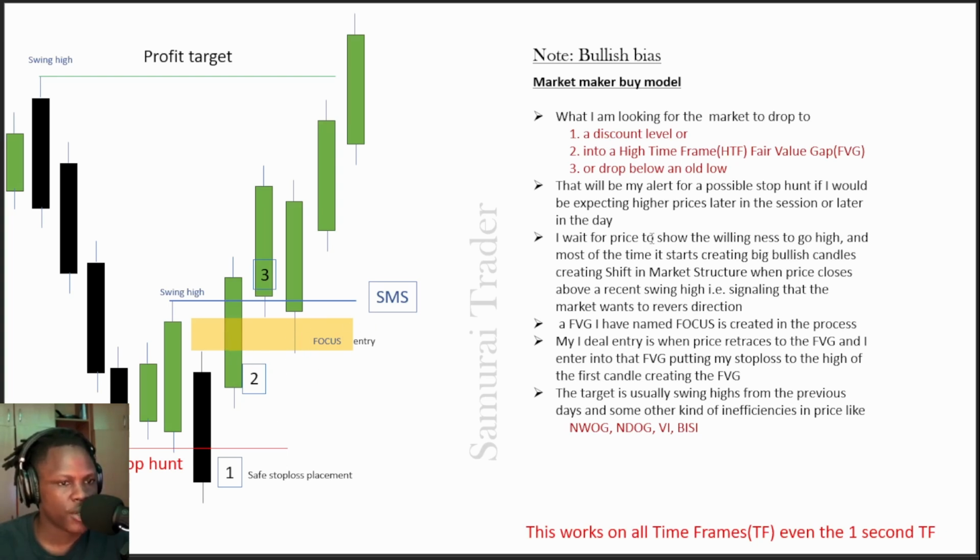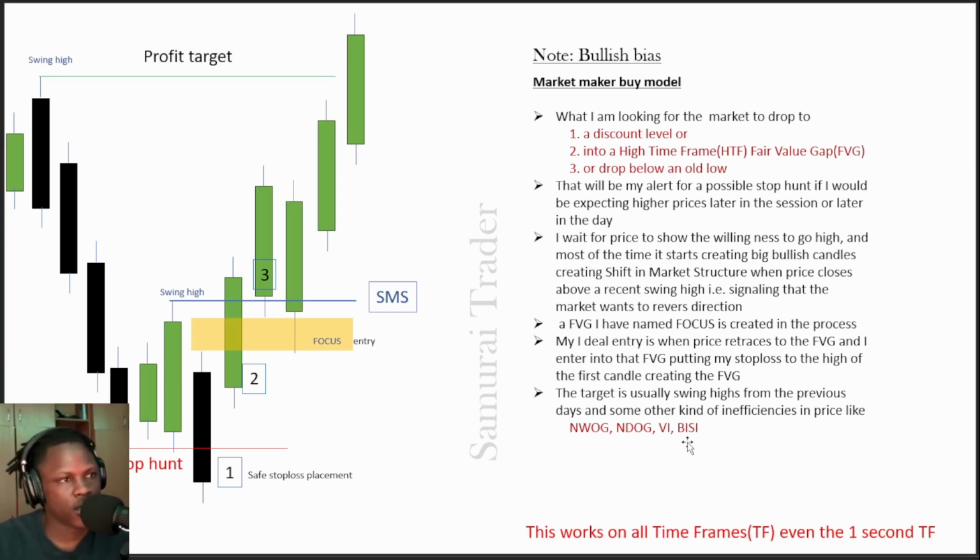The target usually will be some kind of inefficiency, or you're targeting the premium market if the market was in a deep discount. So what are these inefficiencies? What is this premium market I'm talking about? This can be a new week opening gap, a new day opening gap, or a volume imbalance, or a buy side imbalance, sell side inefficiency. Once again, this strategy works on all time frames.